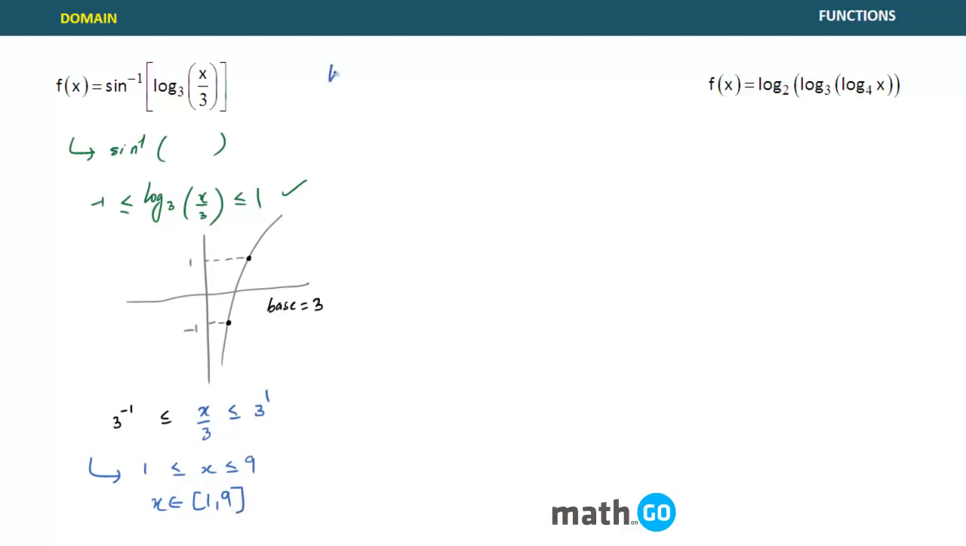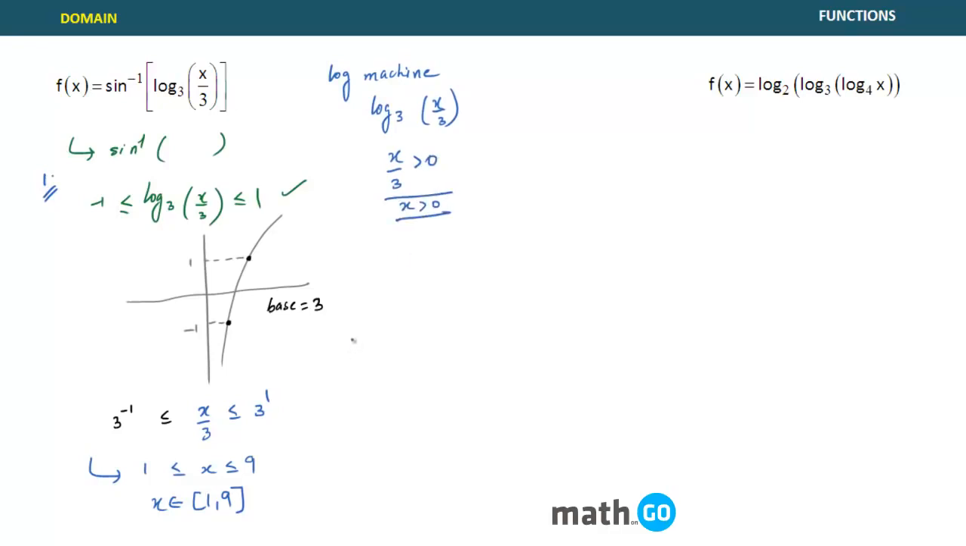Now coming to the log part also. Now this is not the correct answer, so if you have answered this, it might be wrong. This is the first step: we have identified sine inverse. Now the log machine is also there, right? So for the log machine to work, what is the input of log here? The input of the log machine here is x by 3. So for log to work, this should be greater than 0, or you can say x should be greater than 0.